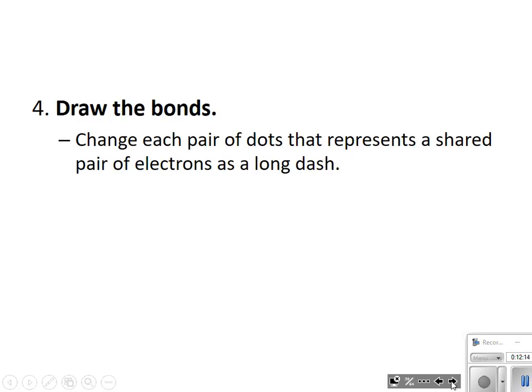We then will draw the bonds. We change the dots into dashes where we have covalent bonding. Okay? I guess that could be a little more clear. Change each pair of dots that represent a shared pair. Okay? So the shared pairs, the covalent bonds, we change the dots into dashes. We do not change the dots into dashes with unshared pairs. Only the shared pair of electrons do we change to dashes.